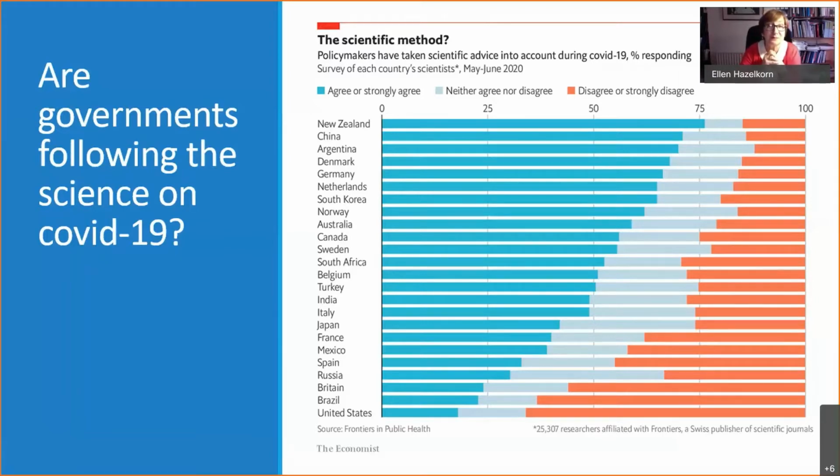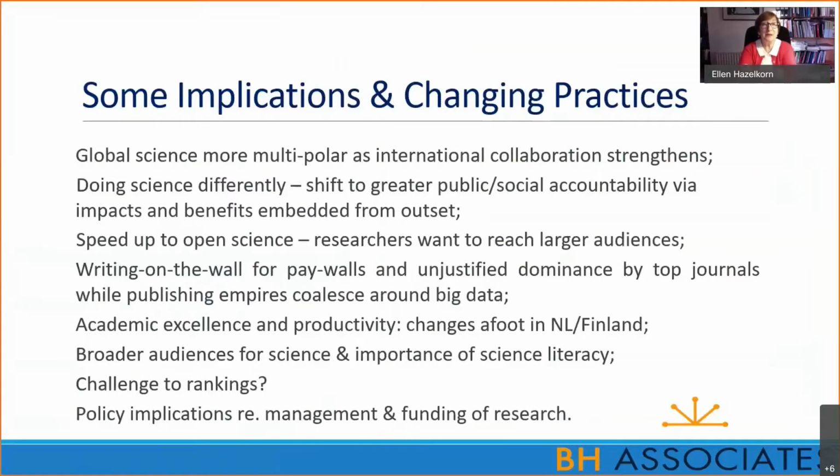So moving on. So some of these implications that we're looking at. One of the things that we have seen over the past decades, and this is quite clear as a trend since the millennium really, is this fact that global science is increasingly more polar. It used to be dominated by the US, Europe, and Japan, and we're now seeing upwards of 40 more countries who are prominent players within global science. And this is as international collaboration is strengthening, and as we know, it's a key part of research assessment.